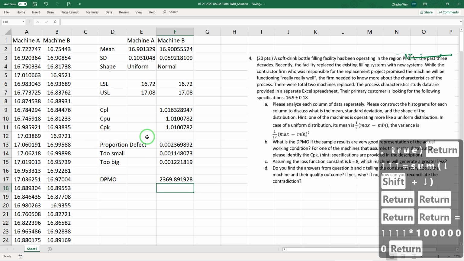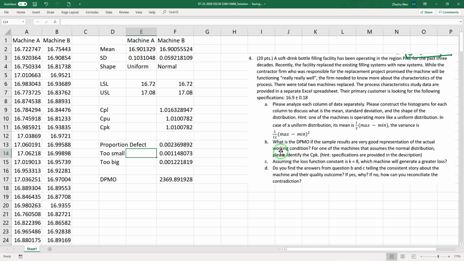Okay, so for the machine A though, the reason why it says the DPMO, the sample results are very good representation of the actual working condition. So what I'm trying to imply is that please take a look at the data provided and find out what is the proportion that is falling outside of both ends of the specification limit to identify the proportion defect for the case of machine A.